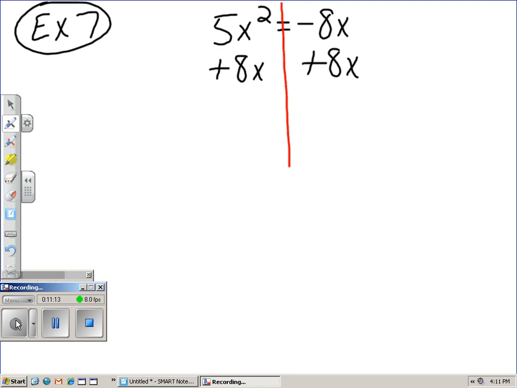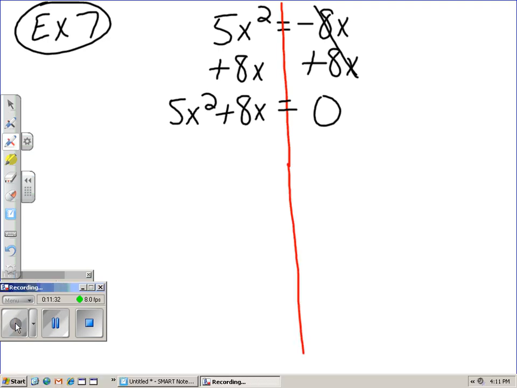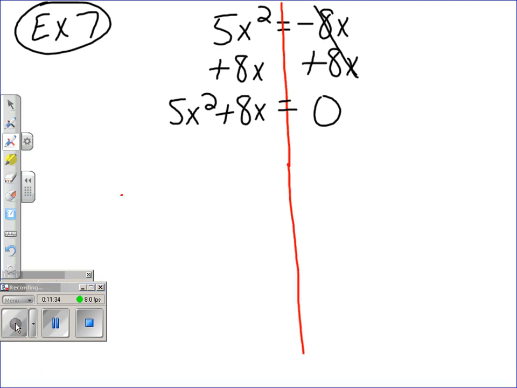So we leave the 5x squared on the left and we kind of bring the 8x over to join it. We add 8x to both sides. It cancels out, but we need a number over there. So anything minus itself is 0. Those two basically cancel out and leave a 0. And on the left we have 5x squared plus 8x. Remember where we're going here. We're looking for something times something equals 0. That's where we're headed. So we need to change this addition problem into a multiplication problem somehow.